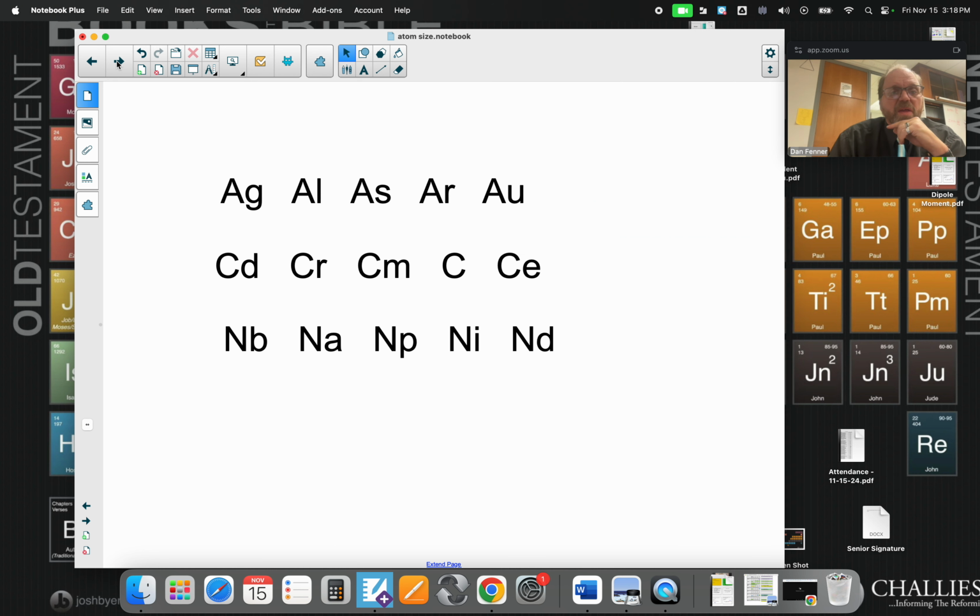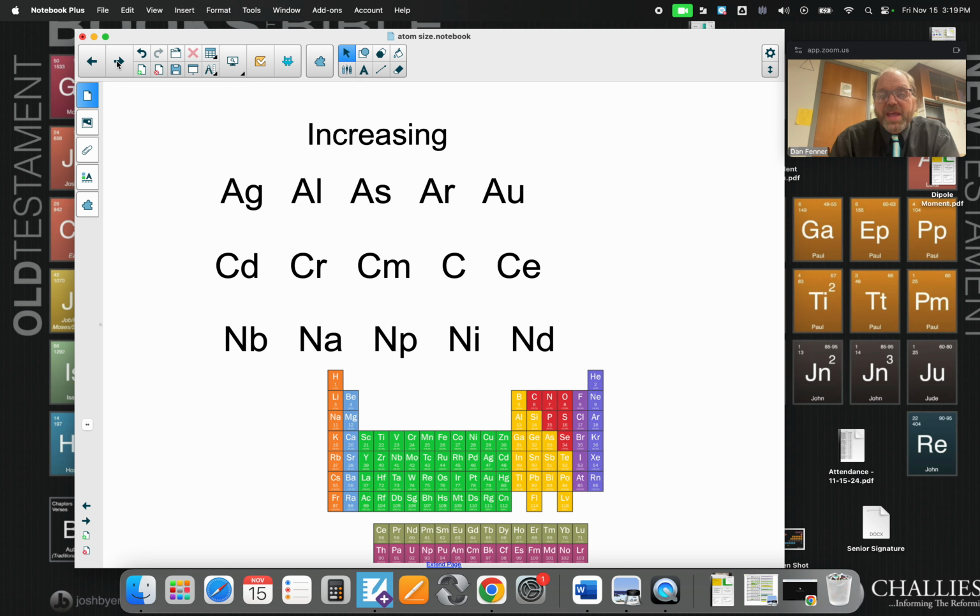All right, so let's take a look at these. I want you to try to do the first two. I want you to do the first two in increasing, and then the last one in decreasing. So pause it a second, see what we come up with.